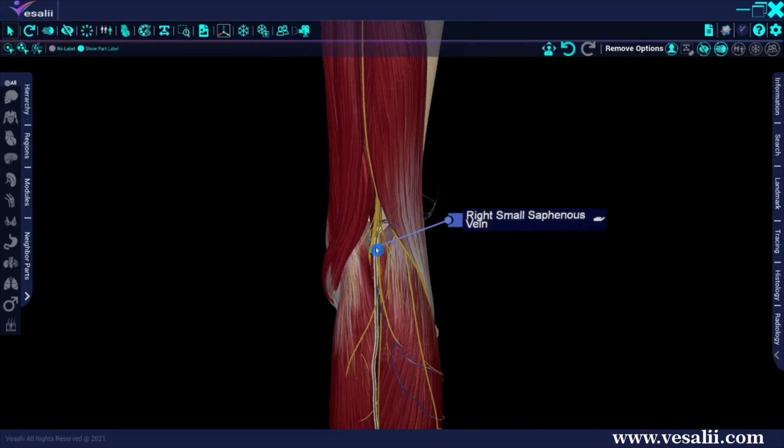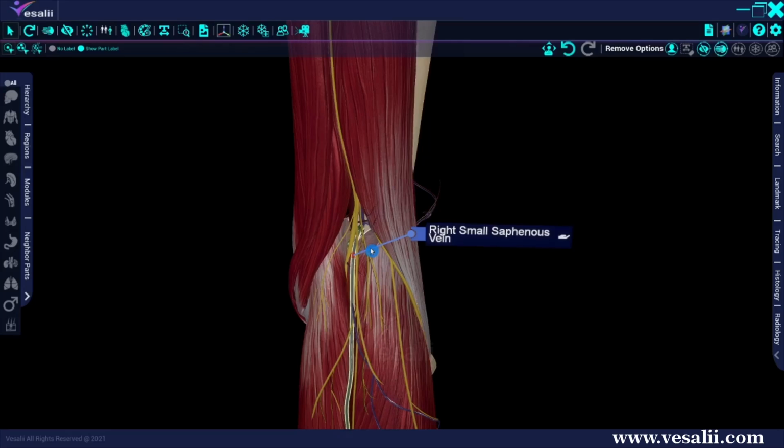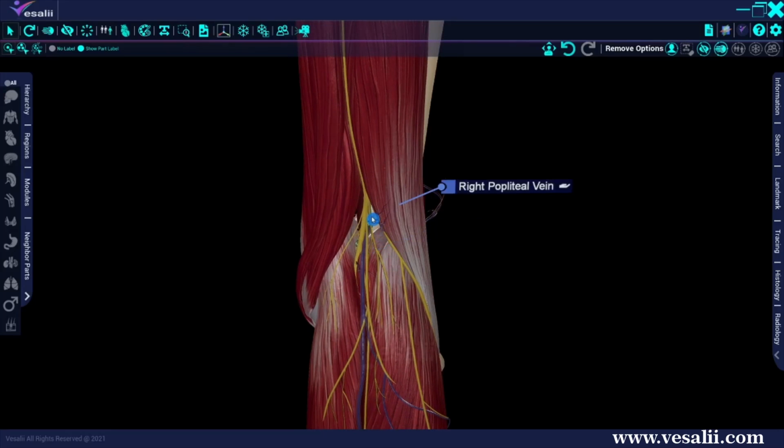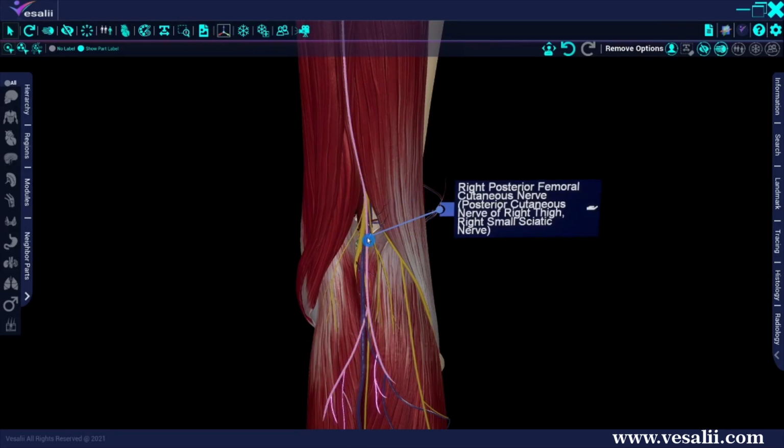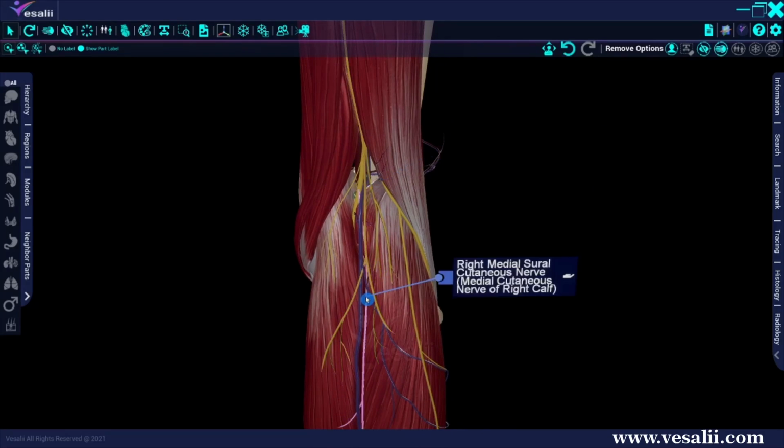The small saphenous vein pierces the popliteal fascia and empties into the popliteal vein. The posterior cutaneous nerve of the thigh pierces the popliteal fascia as well, and its terminal branches connect to the sural nerve.